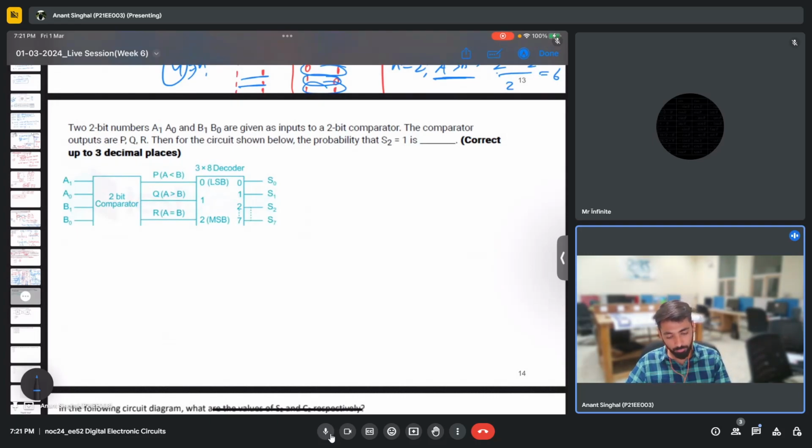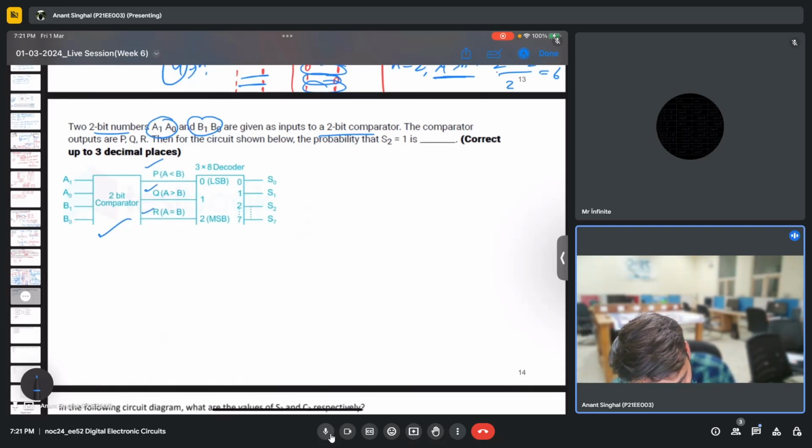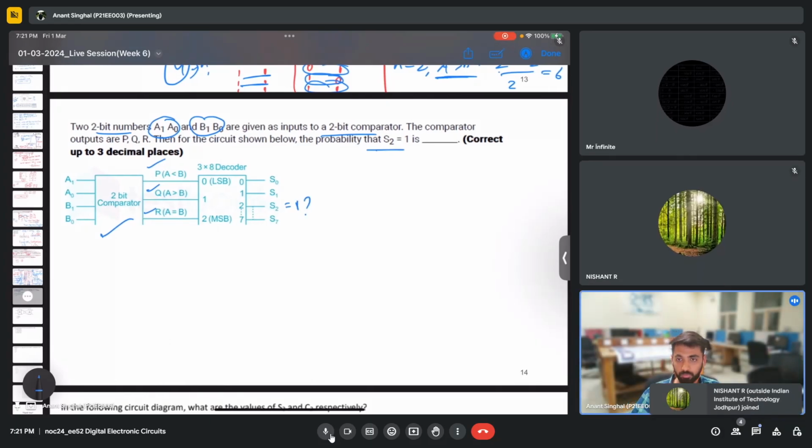We have two 2-bit numbers, A and B, given as input to a 2-bit comparator. Again, for the comparator, P, Q, R are the outputs, and they belong to 3 cases. Then for the circuit shown below, what will be the probability of S2 being 1? This is a very good question. If you have understood the previous question, then you will be able to solve this. So maybe you can take 5 minutes and let me know the answer.